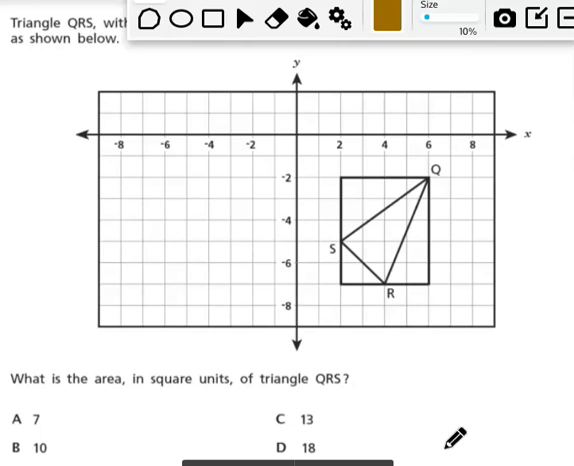Anybody else a different strategy? No? So in the book, what they showed us is just find the area of the entire thing minus area 1 minus area 2 minus area 3 to get that area. Alright, that's one other formula too.